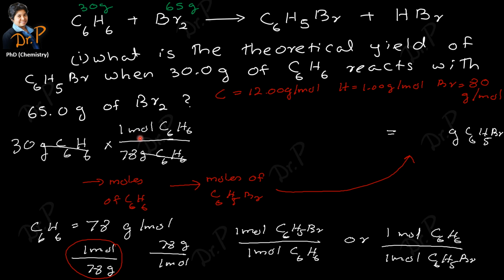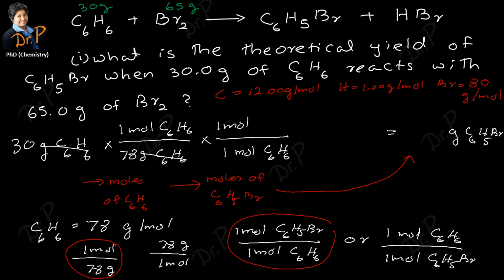Now I need to get rid of mole C6H6. So between these two conversion factors, which one should I go for? I need to go for this. I'm going to plug that in: 1 mole of benzene giving 1 mole of bromobenzene. I can get rid of mole benzene.